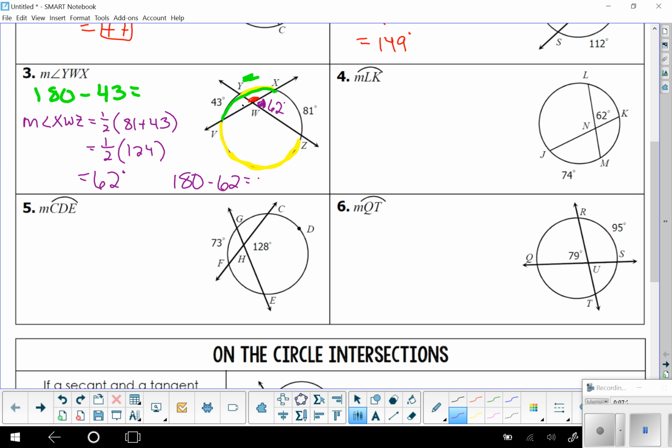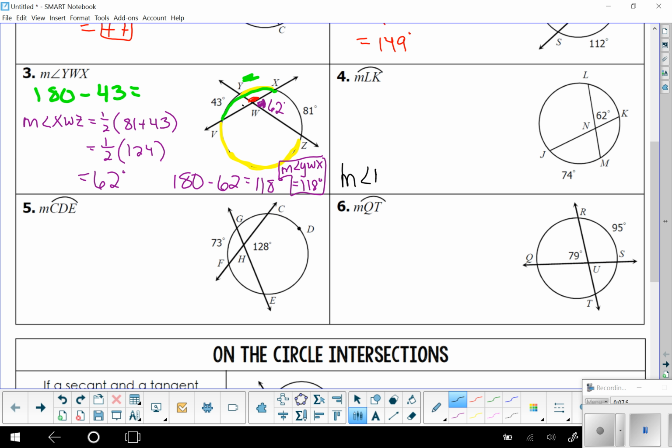I hope you guys did the math. 118. So the measure of angle YWX is going to equal 118. Yes, you have to do that. I should have been doing that on the other two. So for the rest of these, here's the answer.